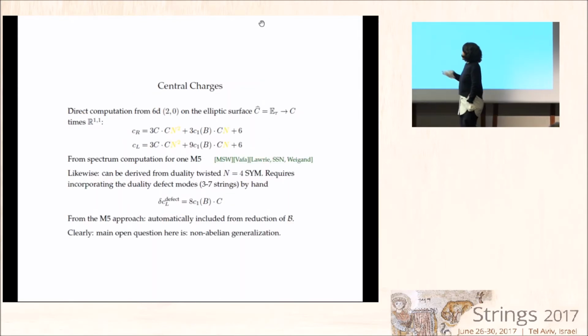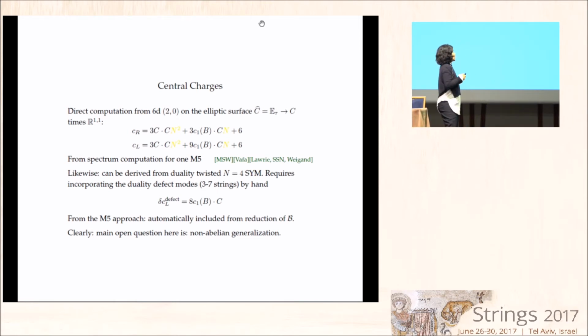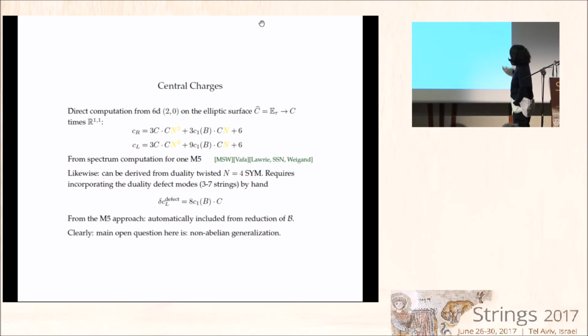Okay, so putting it all together, and this will be what we'll compare later in the dual AdS3, we get the central charges for this model, which are given in terms of the self-intersection of C and c_1 of B dot C. So I put here in yellow an N, so you cannot see it.